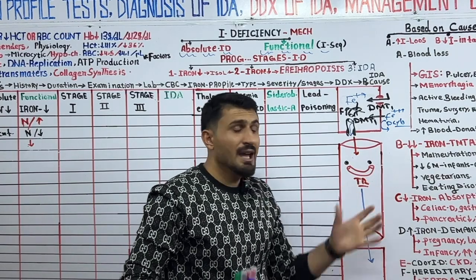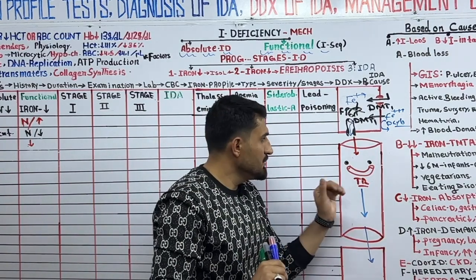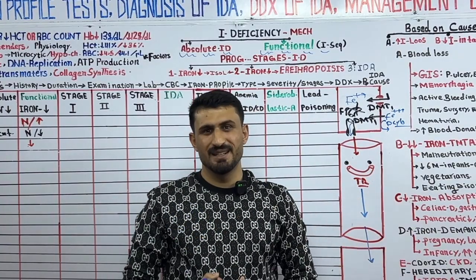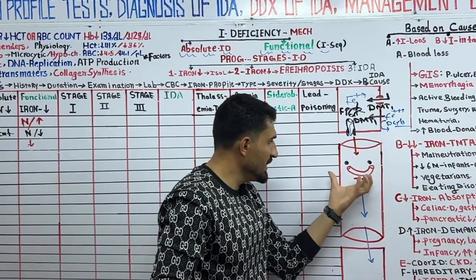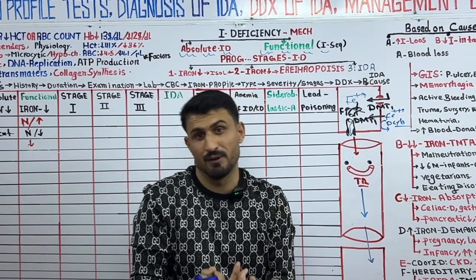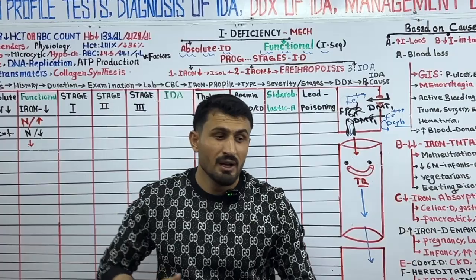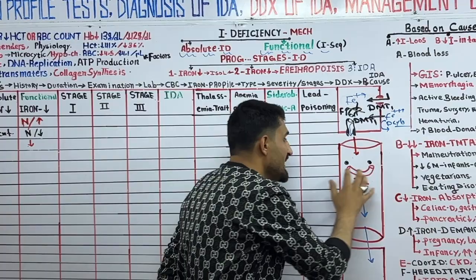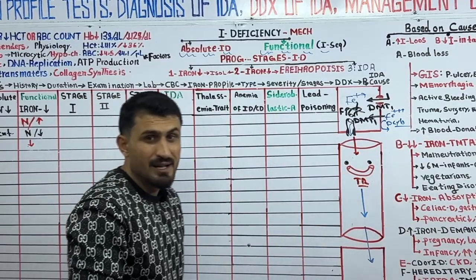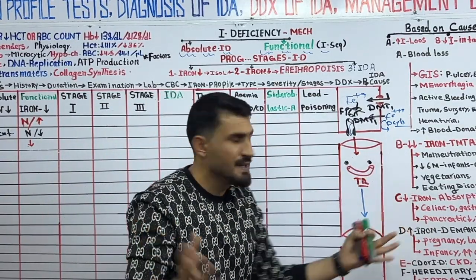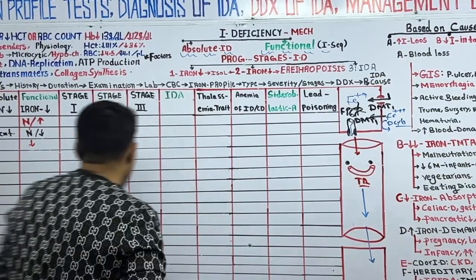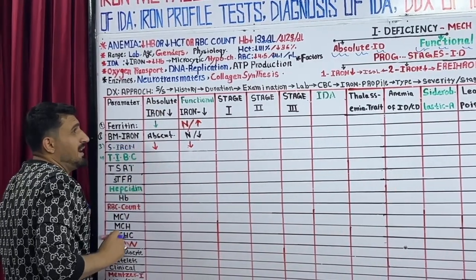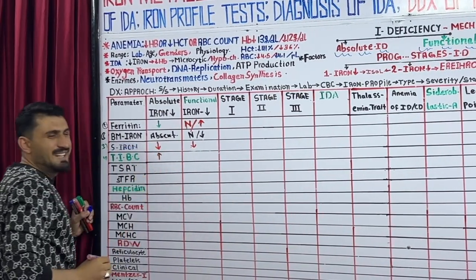So now if I don't have iron, I have a lot of these tracks that are empty. A lot of tracks are now available for the iron and want to carry iron, but there is no iron. So this iron binding capacity is increased. We have a lot of seats to bind to the iron, but iron is not available. That's called total iron binding capacity. So in absolute iron deficiency, the total iron binding capacity increases.